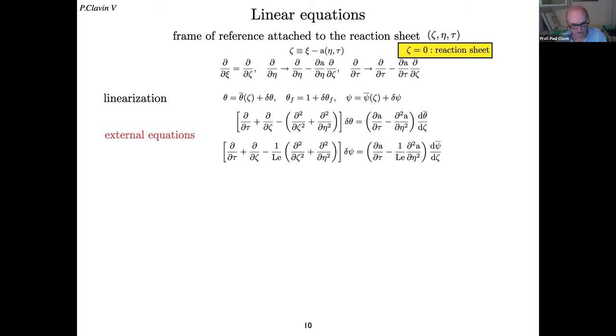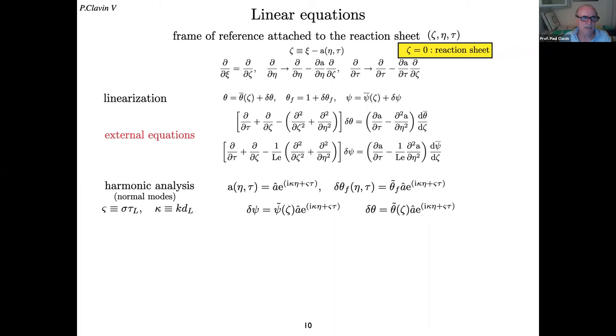On the left-hand side of each equation, you have the time derivative, the convective term, the diffusive term in the normal direction, and the transverse diffusivity. And then you have an external term coming from the change of variable, because when you are shifted, you are working relatively to the reaction zone, which is shifted by the wrinkling. So this is linear, and the two equations differ only by the Lewis number. If Lewis number equals 1, these two relations are equivalent.